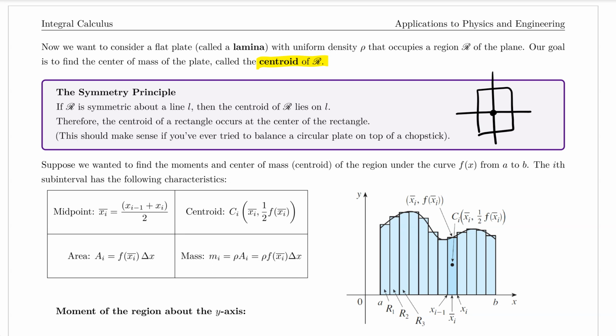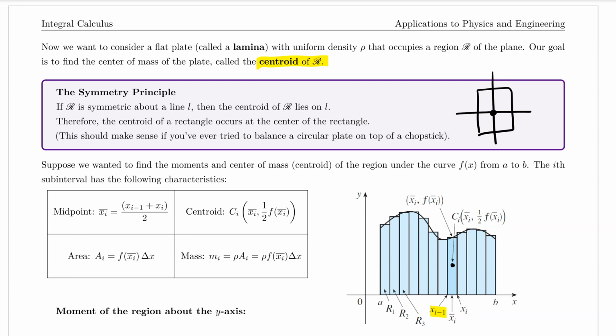Suppose we wanted to find the moments and center of mass, or the centroid of the region under the curve f of x from a to b. The ith subinterval has the following characteristics. The midpoint of that subinterval would be x sub i bar, and it would be equal to the average of the endpoints of that subinterval. The centroid would be located at the ordered pair x sub i bar, comma 1/2 times f of x sub i bar. And we can see that here in this particular subinterval.